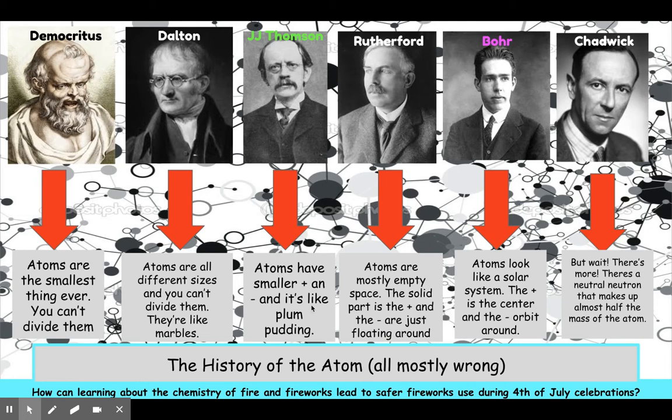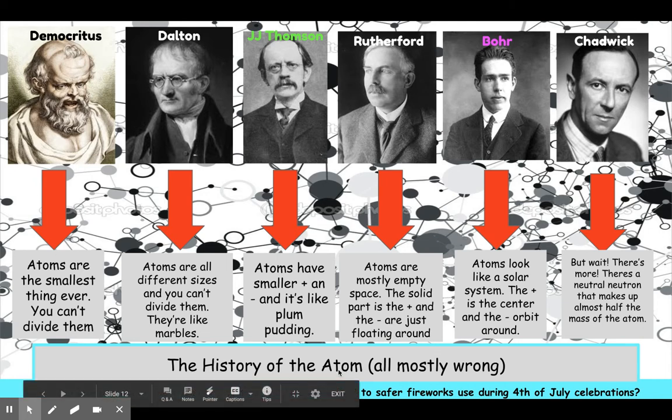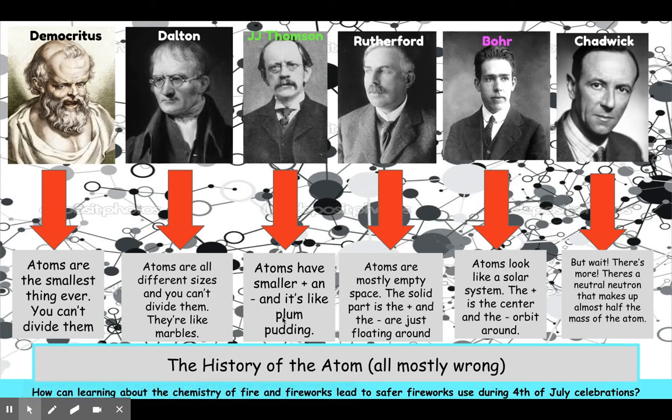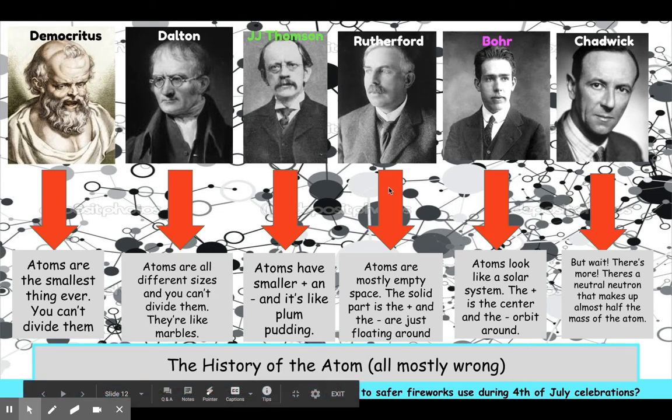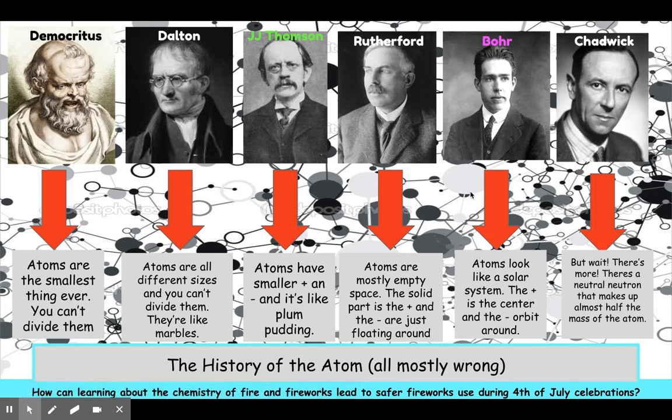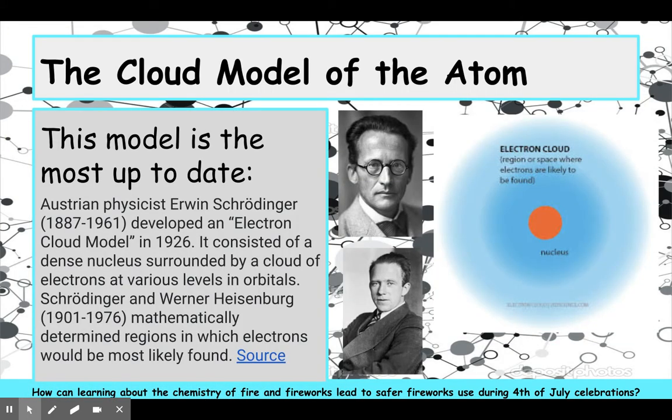So I just spent all of this time talking about all these dudes and their models. Oh, they're all mostly wrong. It's true. Although they built on one another and certainly some really important things were discovered, it turns out that the most modern model, the cloud model, is now what we consider the most accurate description of what an atom looks like. Now, this was created in the early 1920s, but several scientists contributed to it.